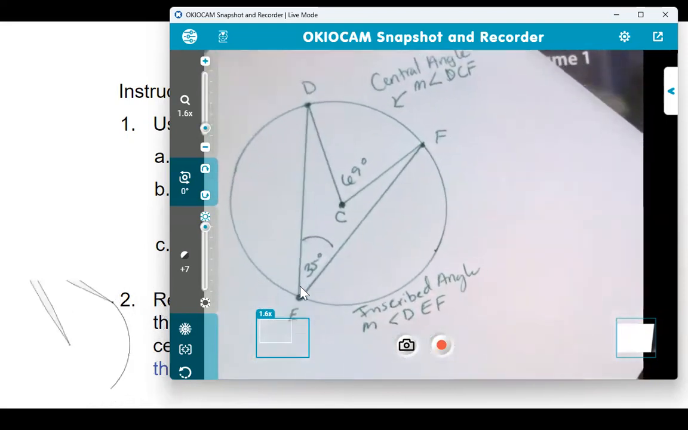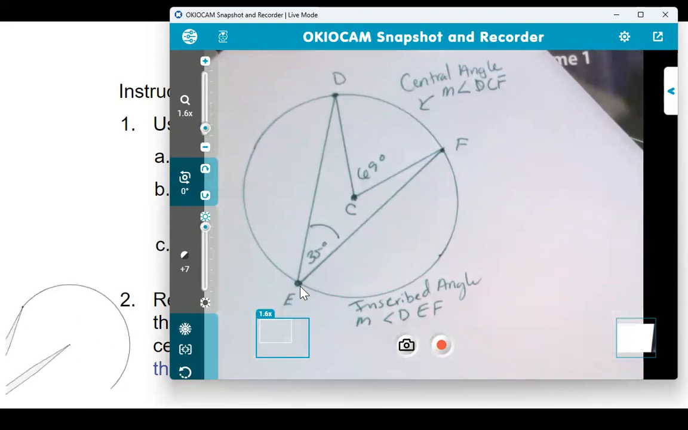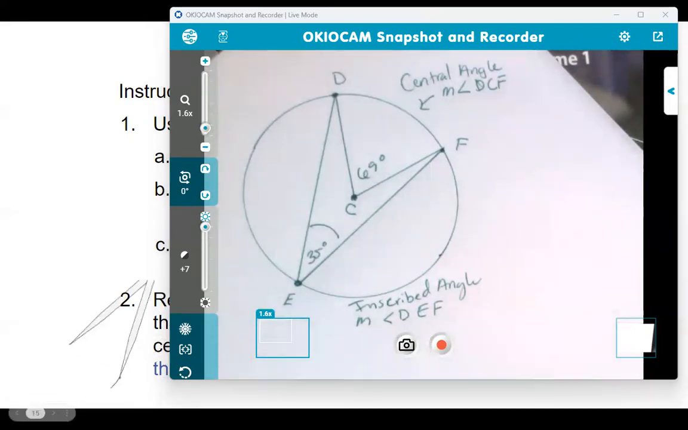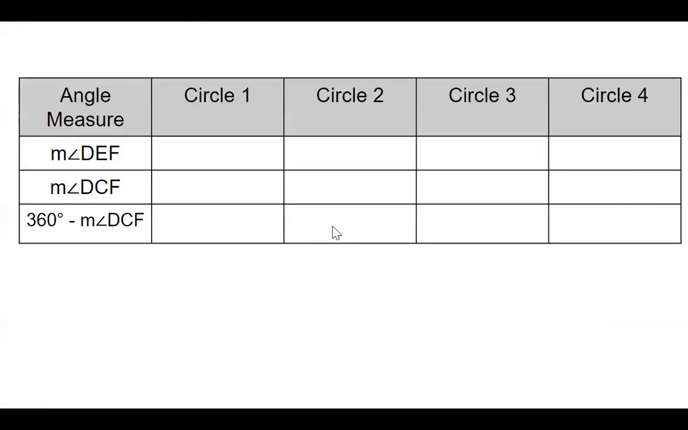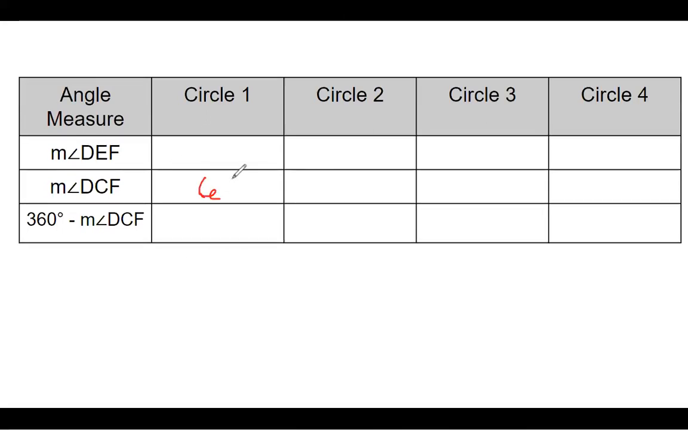You guys see it there, much better. There you go, much better. I'll be walking around and let's see what we got. Let's go ahead and write down some information that you guys have. So I'm gonna go ahead and write mine down first. So let's see, we had 69 for angle DCF, and we had DEF. What was our measurement? 35.